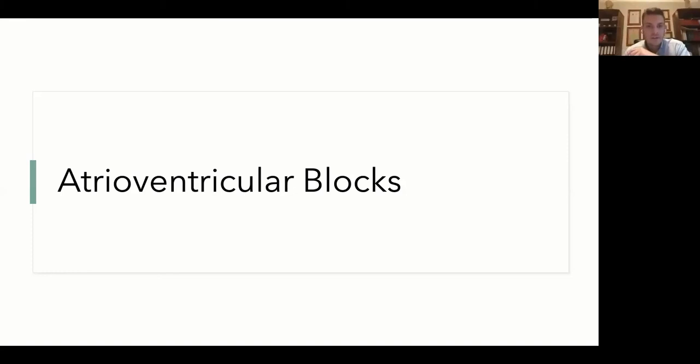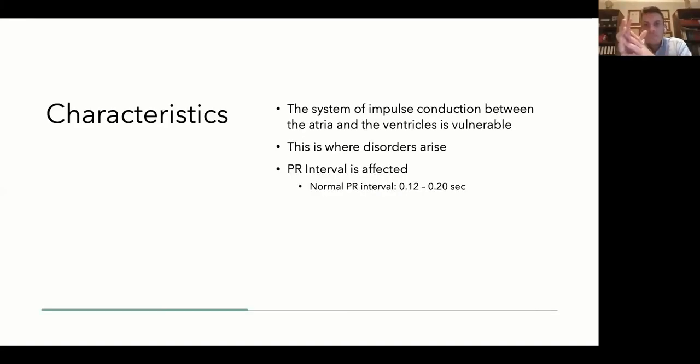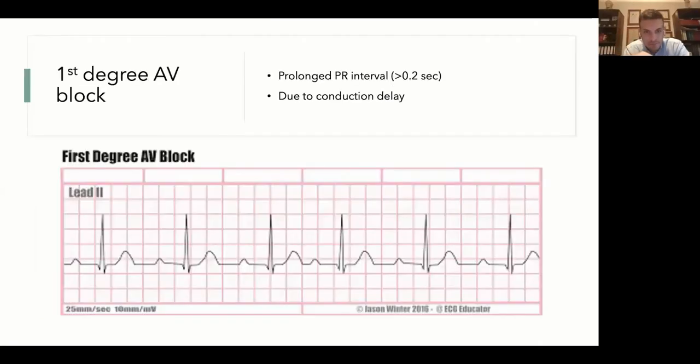Now, atrioventricular blocks, this is very important because it's very common, okay? And the impulse conduction system between the atria and the ventricles is very vulnerable. So we will take a look at the PR interval, okay, which normally is between 0.12 to 0.2 seconds. Again, 3 degrees, okay? The first degree AV block, we will have a constant but prolonged PR interval, more than 0.2 seconds, okay? And this is because there's some kind of conduction delay, but nothing severe. It's asymptomatic, and there isn't such a big problem.